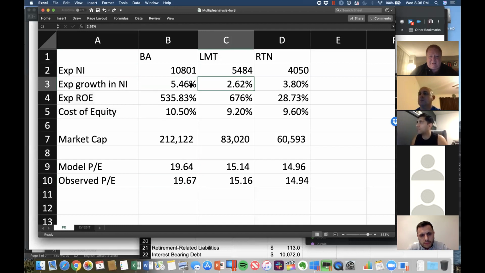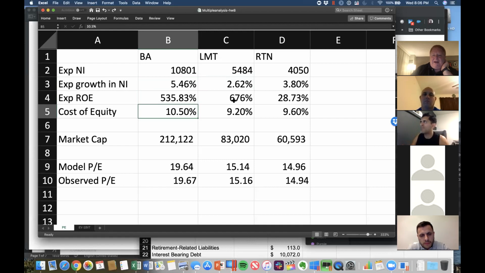This growth rate is really why people are paying more for Boeing, because if I grow a dollar of earnings at 5.5% a year versus 2.6% compounding, that leads to a lot more cash. And these are both positive spreads. So I'm basically getting more growth in the positive spread at Boeing, which is leading to more cash flow. Because again, think about ROE as a proxy for cash flow.